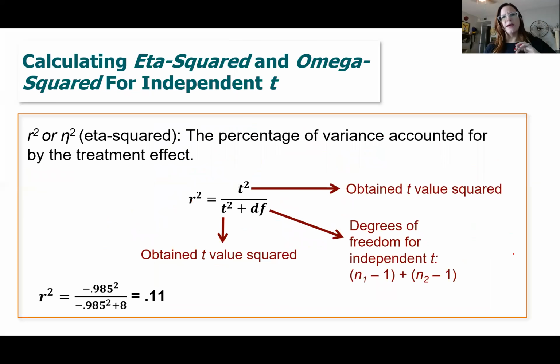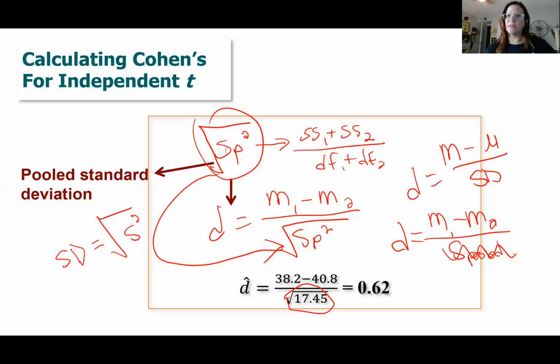So to go back really quick, if you remember, Cohen's d measures the absolute magnitude of the treatment effect. It basically tells us the number of standard deviations that the independent variable shifted the dependent variable by. So the number of standard deviations that the dependent variable moved due to the independent variable. In this case, 0.62 standard deviations.